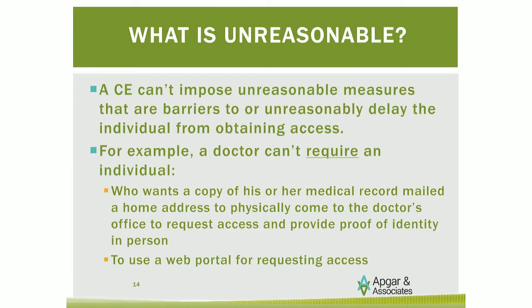Now, a covered entity can't impose unreasonable measures, and I talked about the example of going down and getting the notarized form, for example. Another example of this would be, say a person wants their medical record mailed to their home address, and you require them to physically come into the doctor's office to request access and provide proof of identity in person. That would be an undue burden, especially if there's a significant distance between your office and the patient's home or the health plan members.